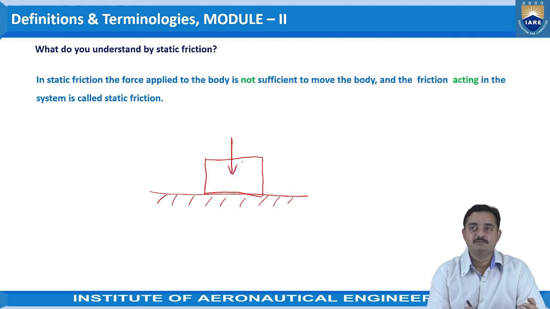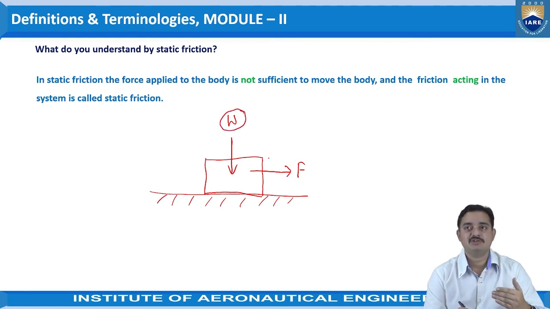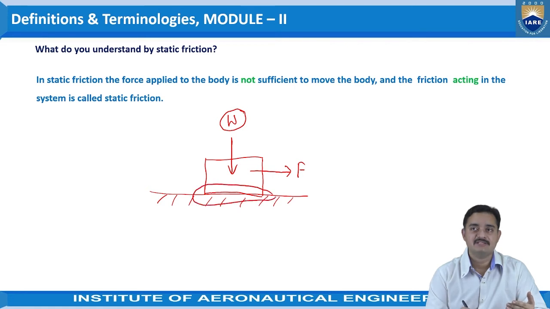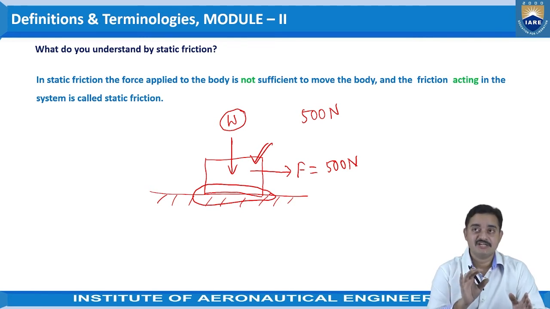A body of weight W is being placed on a floor or on the ground, and a force F is being applied. Let us take an example here that because of the weight W of the body which is placed on the floor, and it is a rough floor, that means friction is acting here. This body will move only if a 500 Newton force is applied. Let us say if F is equal to 500 Newtons, then only the body will start to move. Let us consider that as an example.